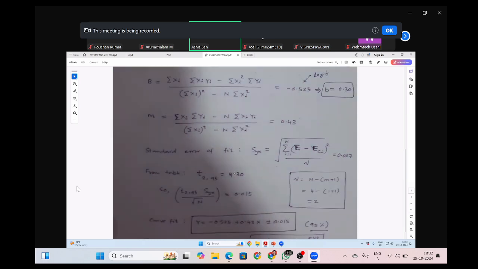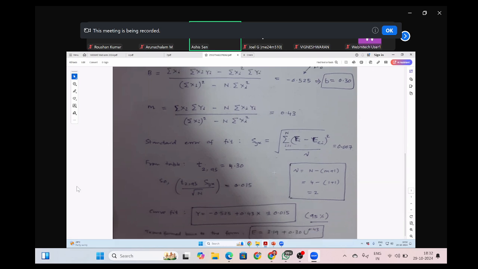Now we are trying to find the best estimate of this curve fit. So we need to find T of nu with 95% probability. From the table, this gives you 4.30. And now if you take T 2,95 times the standard deviation error of fit divided by square root of n, it will give you 0.015. So the curve fit is basically going to be minus 0.525 plus 0.43x plus minus 0.015.